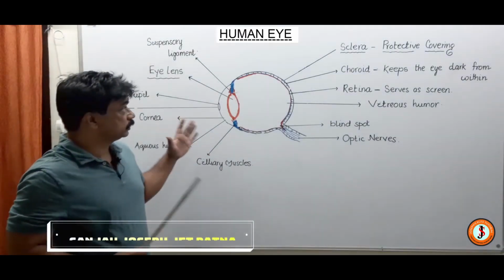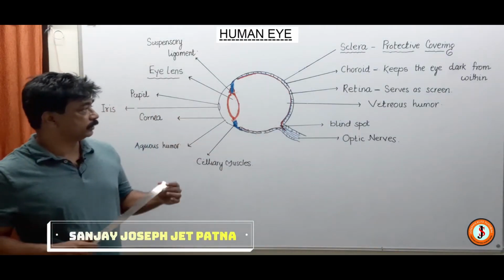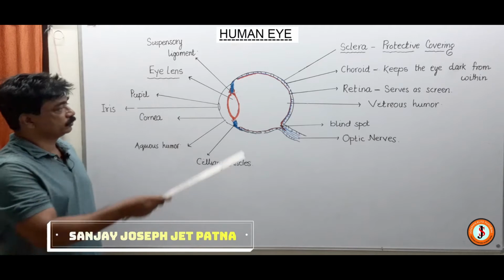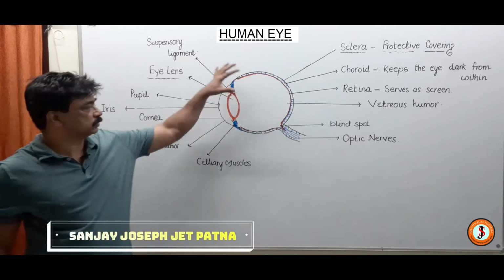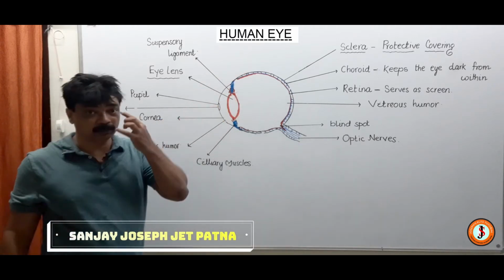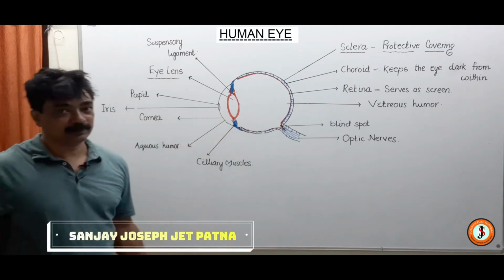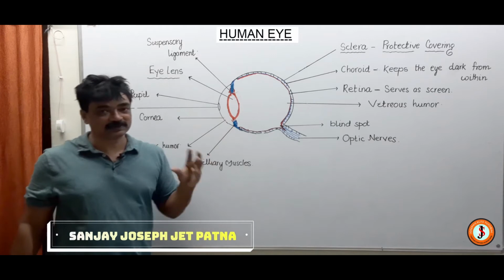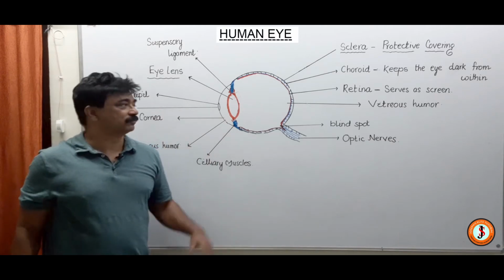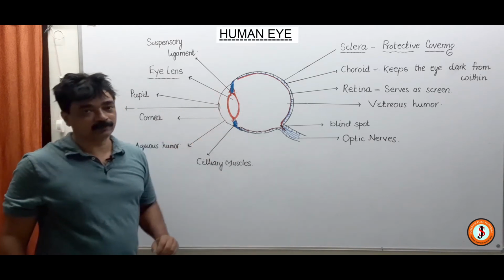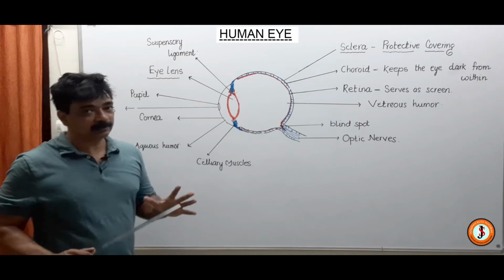Dear students, here we are starting the chapter human eye. This is the diagram of the eyeball, like the eye here, the white part and the black part. If you take it out, it is like this. It's a spherical object with the front part bulging out. Now let us start one by one.